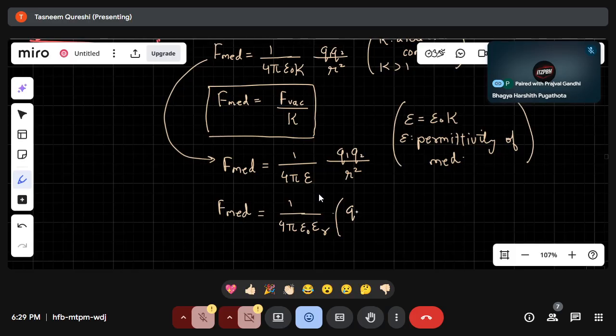These are the same only, epsilon 0 epsilon r, meaning your K and epsilon r are one and the same. What is this epsilon r? It is called relative permittivity. This thing is called relative permittivity. Why relative permittivity? We'll see in a moment.